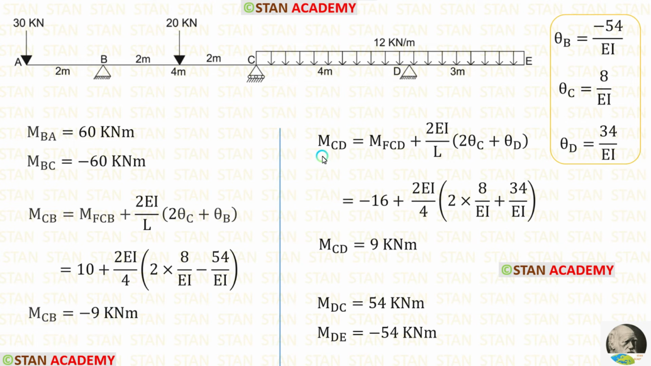Now let us make the slope deflection equation for MCD. First, let us apply the fixed end moment. Length of CD is 4. Let us apply that. After applying the values of theta C and theta D, we are getting MCD, which is equal to 9 kilonewton meter. For MBA, MBC, MDC and MDE, we have already calculated the final moments, so no need to make the slope deflection equations and waste the time.